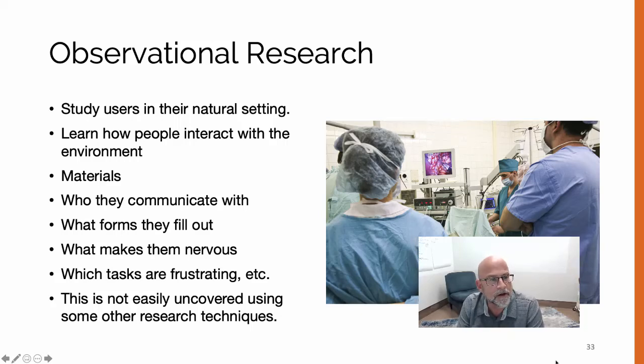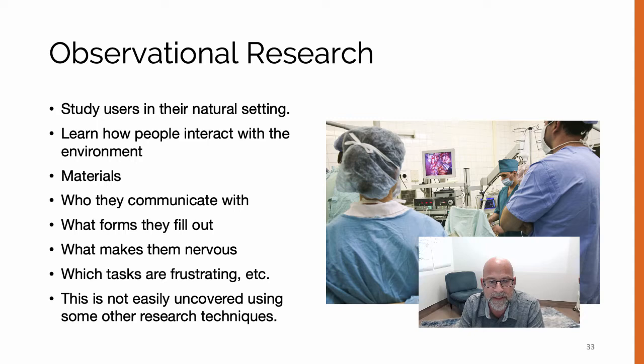Okay, now let's talk about observational research. Obviously, the difference between observational research and interviewing is we're not so much focused on what people say as we are in the interview, but we're really interested in observing what people are doing in their actual habitat of use. We're studying people in their natural habitats, that is their work environment, for example. So our job is to study users in their natural setting and understand how they interact with the environment.